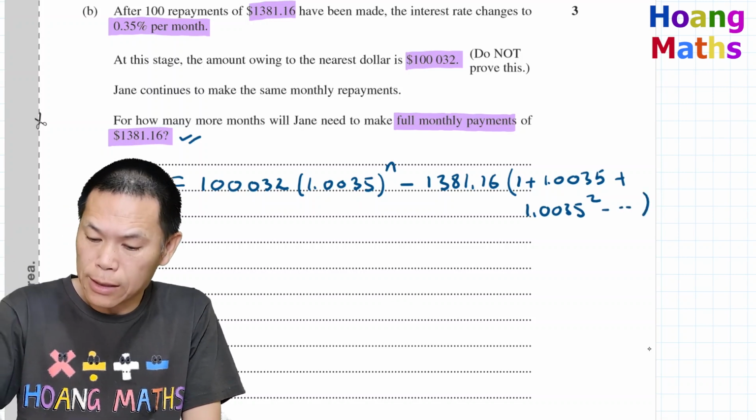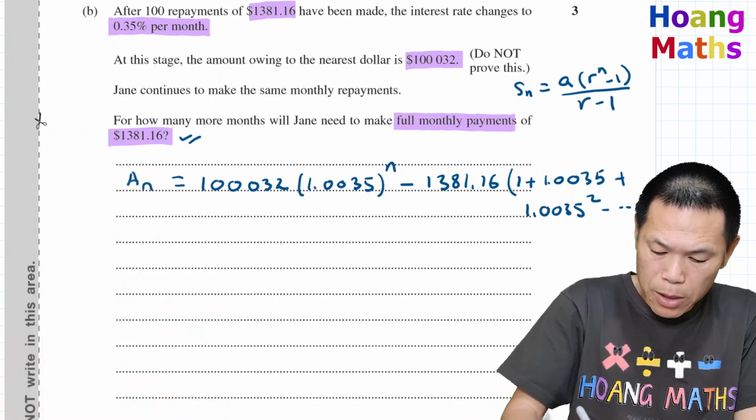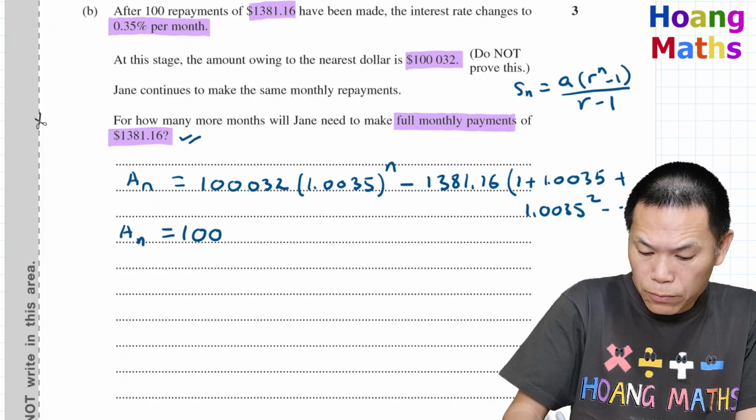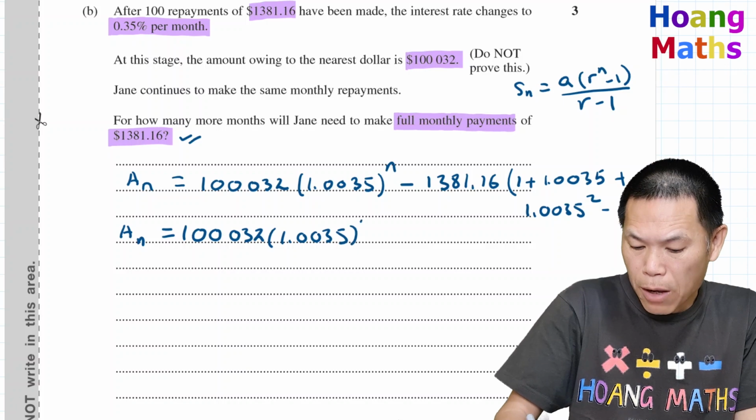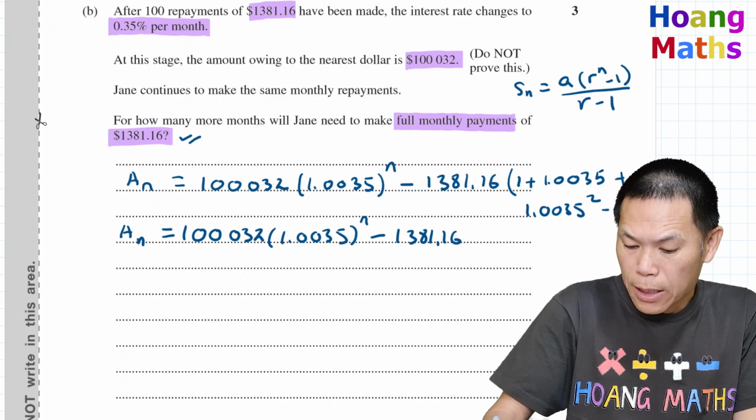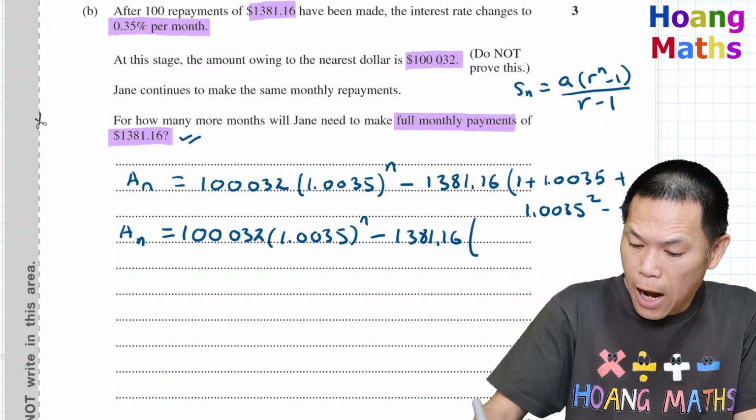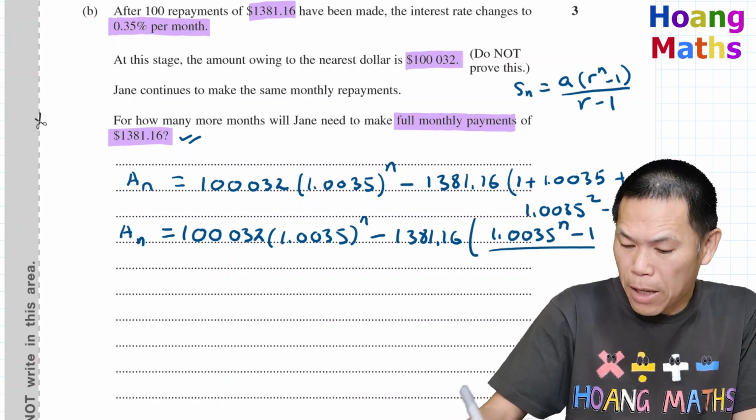Now to add the series, I just use S of n equals a, r to the power of n minus 1 over r minus 1. So that will give me A of n is equal to 100,032 times 1.0035 to the power of n minus 1381.16. And then we just add the series. So a is 1, so we can just ignore that, and r is 1.0035.